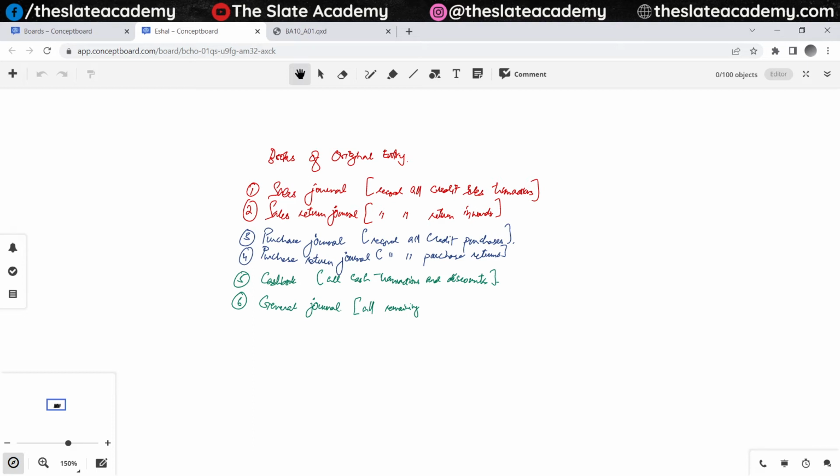Recording of depreciation, the opening and closing entries, when we are starting a period or closing a period, those entries are recorded in the general journal. Similarly, if you have accrued an expense and haven't paid for it yet, it would be recorded in the general journal, and so on, all remaining entries.